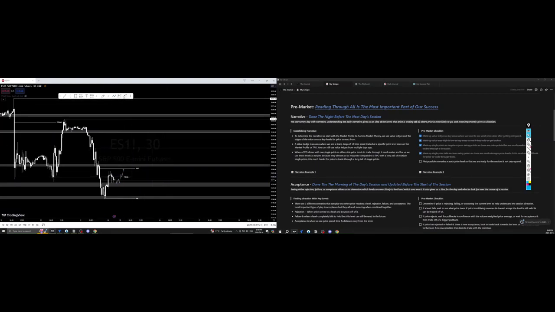Second thing we could see happen is this level fails, right? Comes back to retest. Actually, sorry, it's not what I want to see happen. This level fails, we see acceptance of lower prices. Price comes back, then we can target into something like this zone over here.